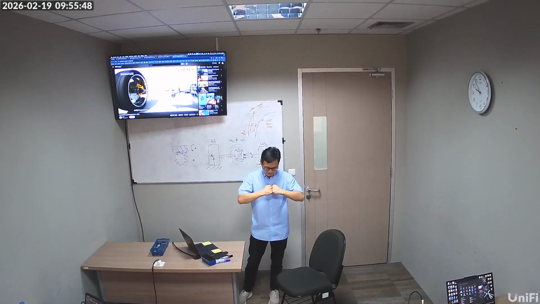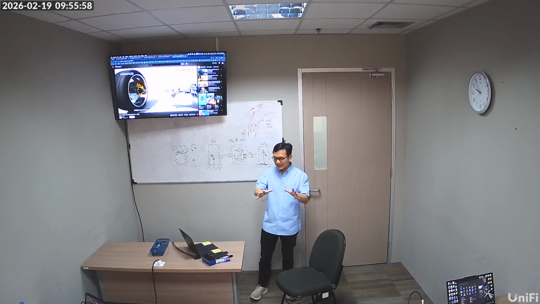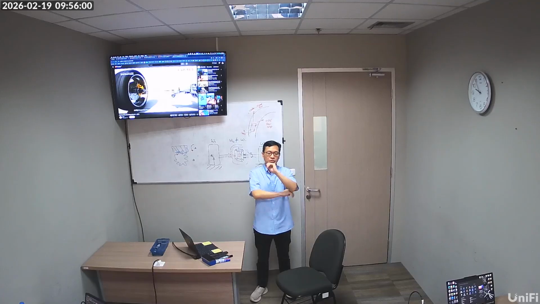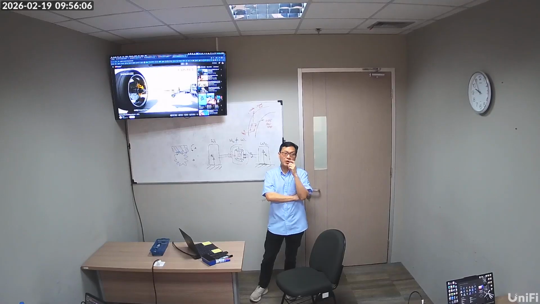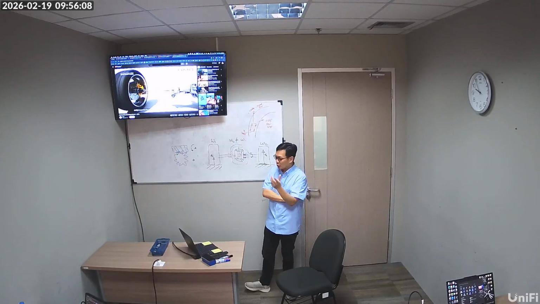Now, before CV joint, what do people use when you want to have an angle and turning? Yeah? U-joint. It's called the U-joint. Now, to make this a little bit interactive, why don't you do a little bit of a search about U-joints and what is the problem with U-joints?